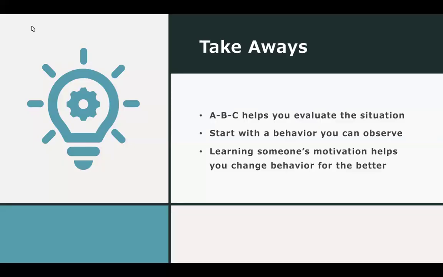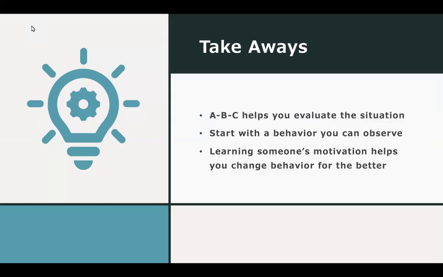So first, we have ABC helps you evaluate the situation. It helps you really see, all right, so what is going on? What context was my student in? And what did I do? What role did I play, right? So we want to make sure that we understand the motivation that way.